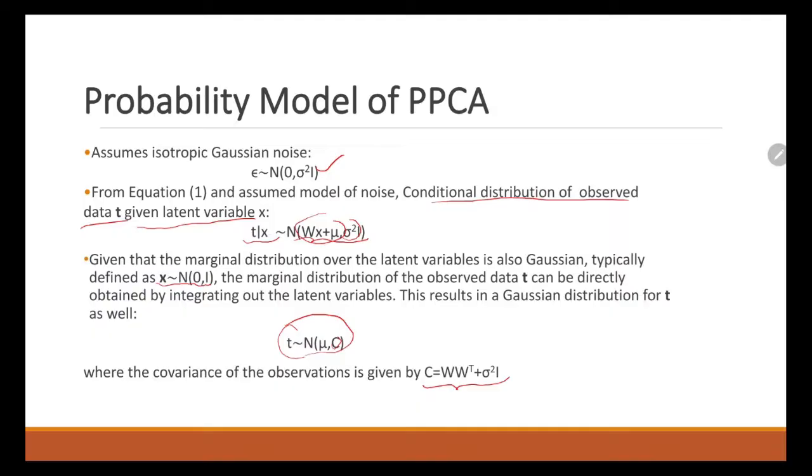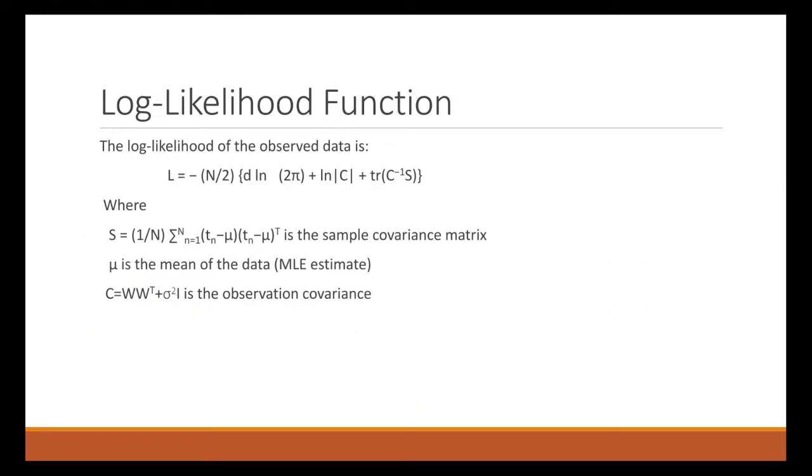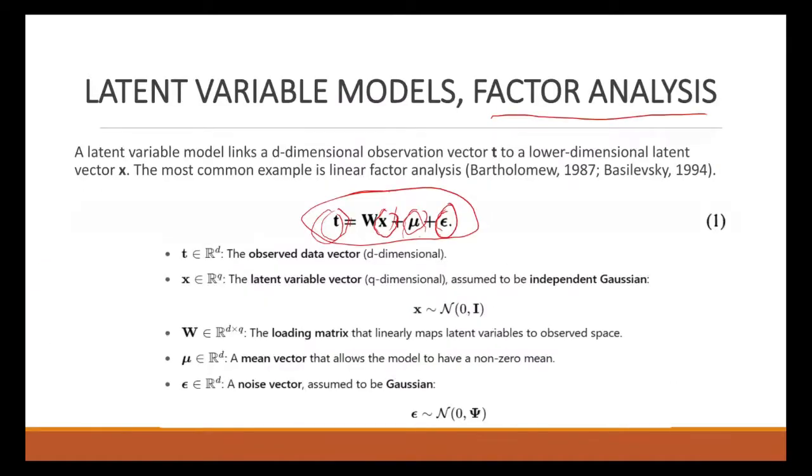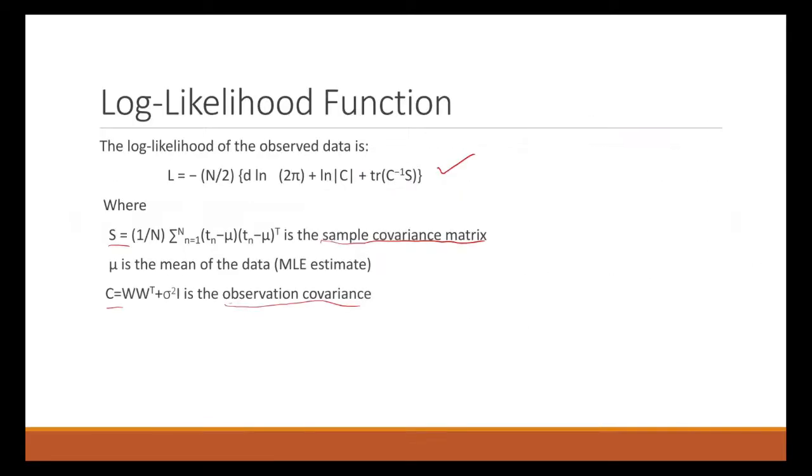By some transformations we get this covariance. I said earlier that we estimate W and sigma square by the maximum likelihood function, and this is the log likelihood from where we estimate our W and sigma square. In this, S is the sample covariance matrix, the covariance matrix directly obtained from the actual data set, and C is the covariance of the model we have assumed, that is t is equal to Wx plus mu plus e. The covariance came from here.